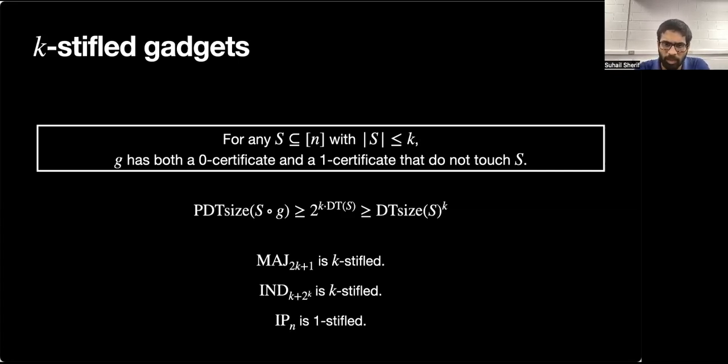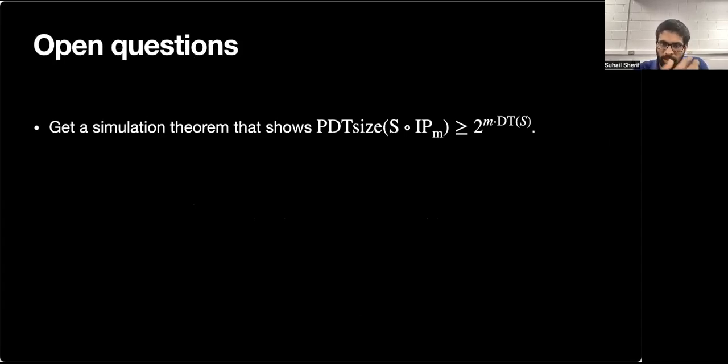And this is a bit surprising because we expect S composed with inner product to have parity decision tree size at least the decision tree size of S to the power n, where the inner product is on n plus n bits. But we're not able to prove that with this method of stifling. So that's an interesting open question. What other properties of PDTs can we use? How can we prove a lifting theorem in order to show that the PDT size scales as the size of the inner product gadget increases? Hopefully this will be insightful and give us more tools to work against PDTs.